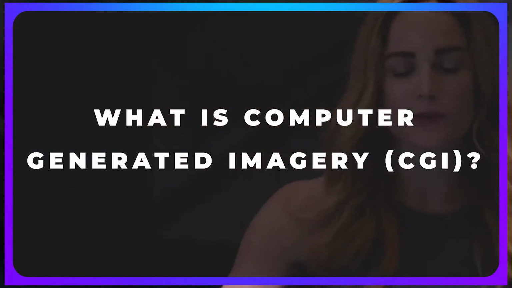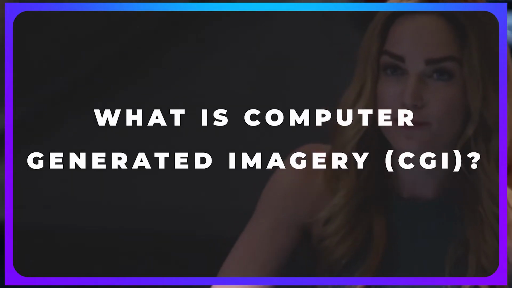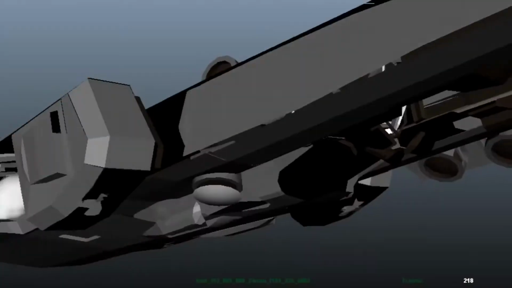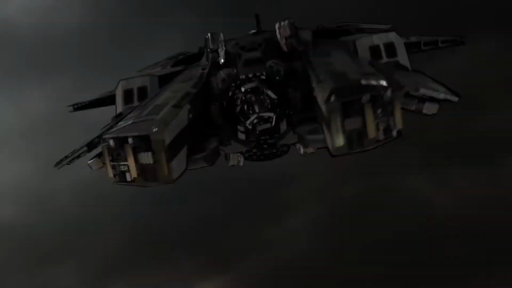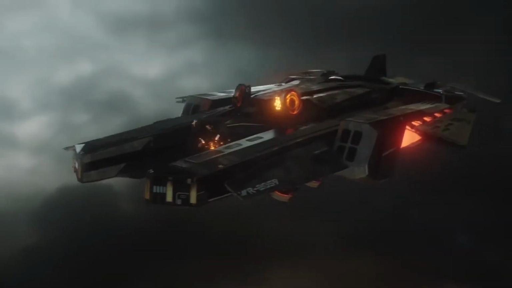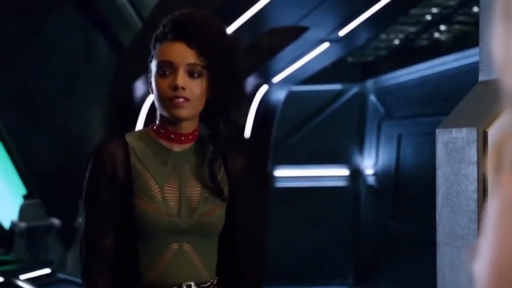Let's get started. What is computer-generated imagery, or CGI? Computer-generated imagery is a broad term that may be defined as the use of computer graphics to generate and produce images in arts, media, for television, movies, commercials, and so on. The images created by the use of computer-generated imagery may be two-dimensional or three-dimensional.